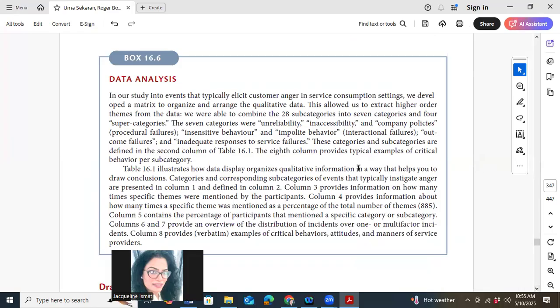Now, the study examines events that typically elicit customer anger in service consumption. This table you are seeing is about markets, okay? So we bring it together to organize and arrange. Now let's go to the availability from the data.